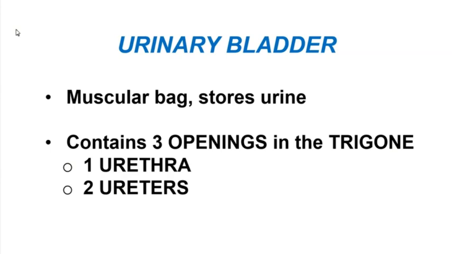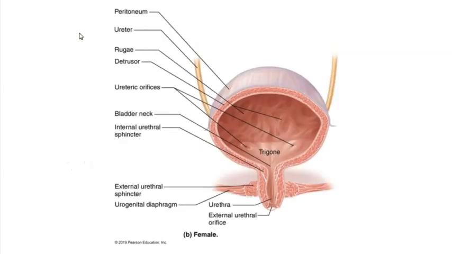The urinary bladder contains 3 openings in the base of it, that triangular-shaped region called the trigone. We saw the 2 ureters, the ureteric orifices, make up 2 of those openings at the base of the urinary bladder. The 3rd opening is the urethra, which will allow us to void the bladder and empty the urinary bladder when it becomes full.